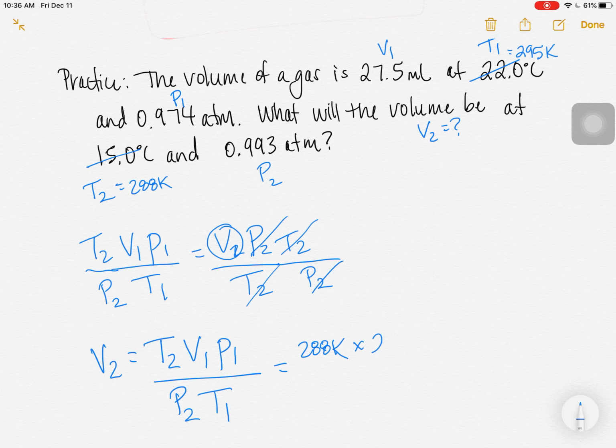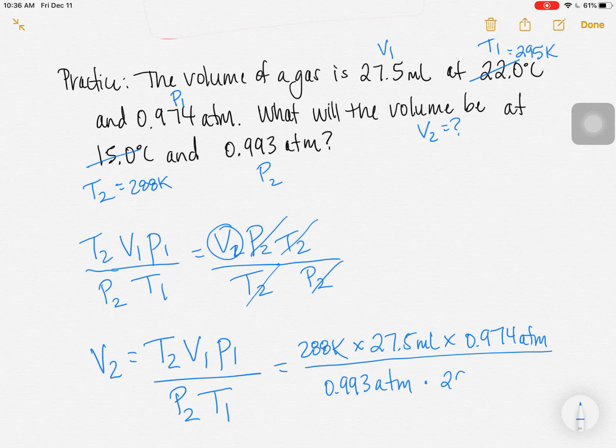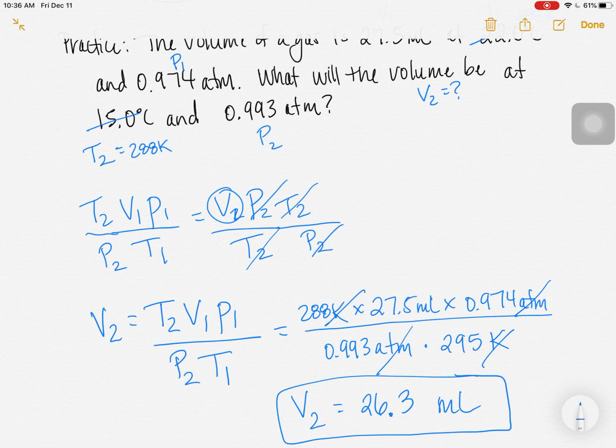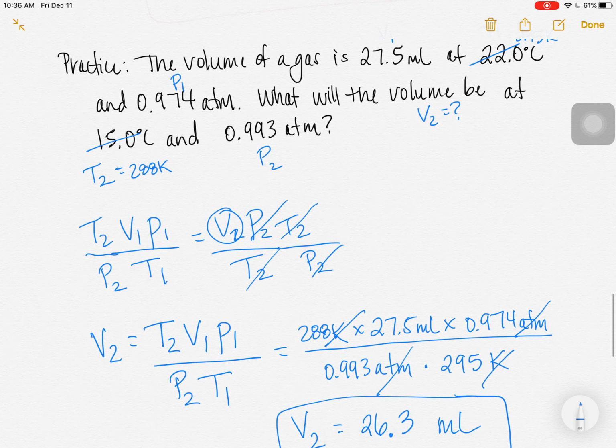So T2 is 288. V1 was 27.5. P1 0.974, P2 993, and T1 295. So my kelvins cancel, my atmospheres cancel, and it's going to leave me with milliliters, which I would hope would be the case because this is a volume. 3 sig figs, and if I crunch this correctly, it comes up to be this.